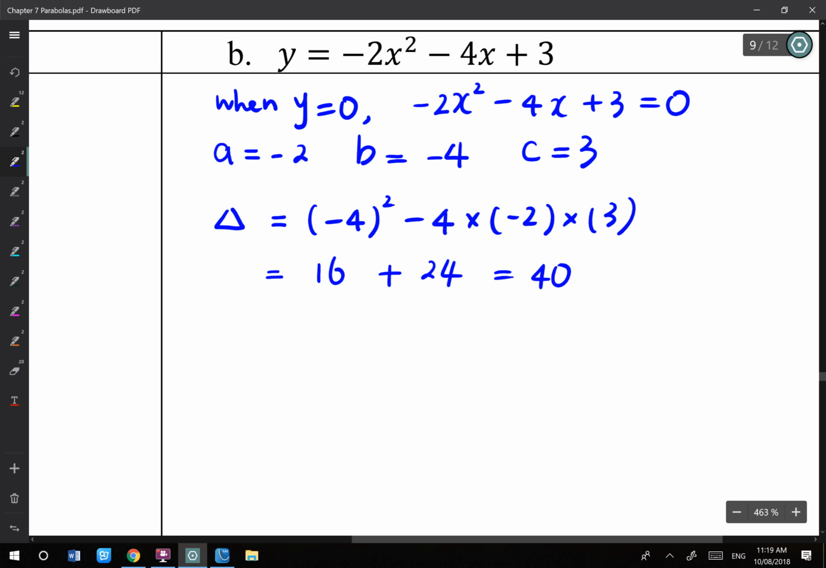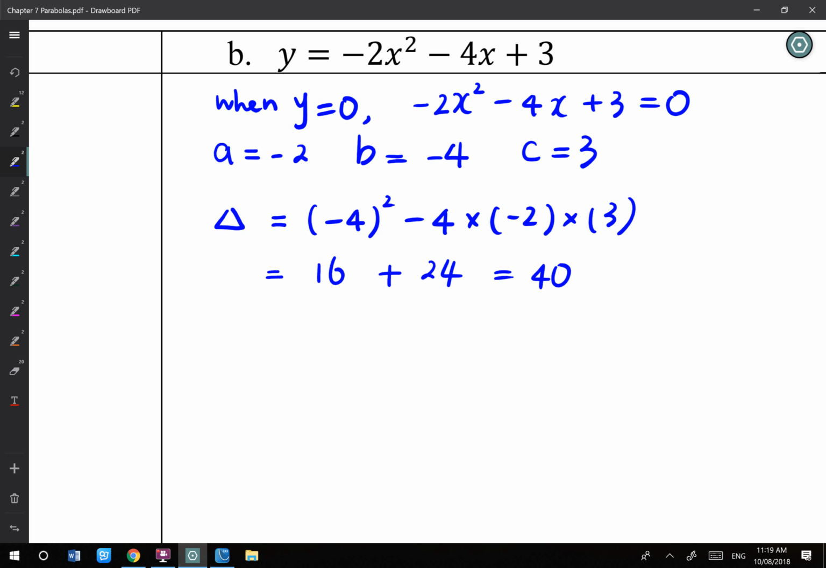So you can decide whether you have rational solutions or irrational solutions by looking at the discriminant. If your discriminant is a square number, like 1, 4, 9, 16, 25, those numbers, you will have rational solutions. If you have like 40, can't take the square root, you have irrational solutions.